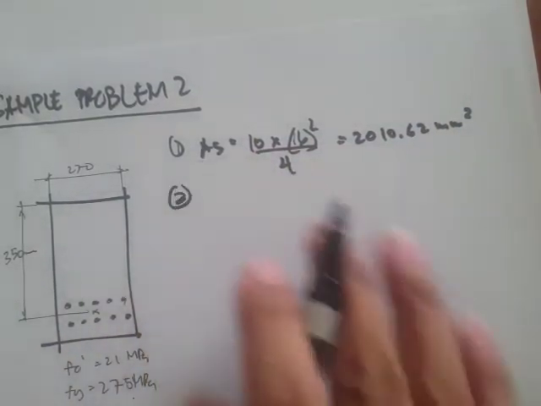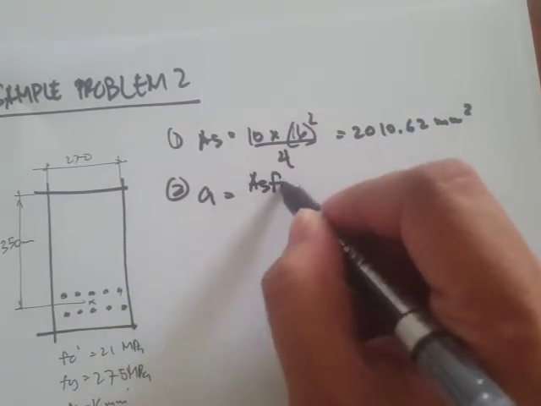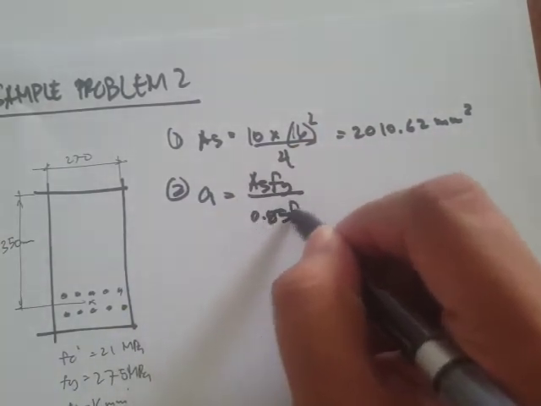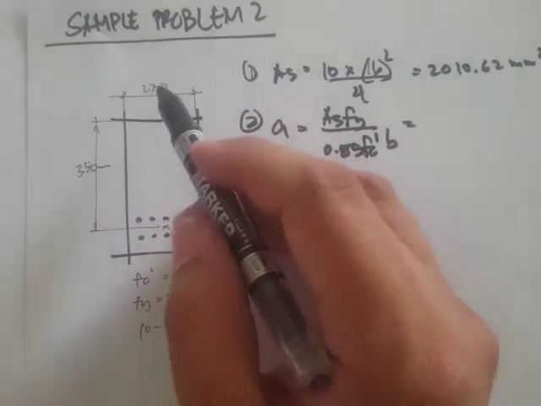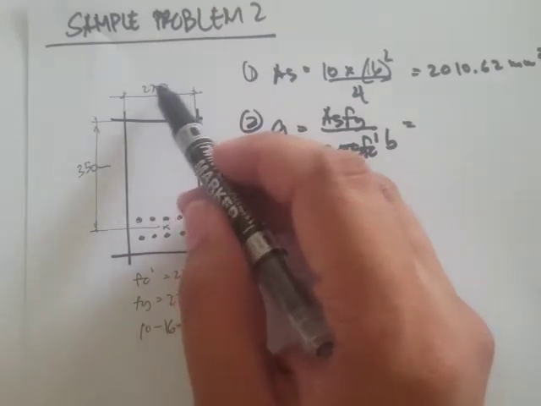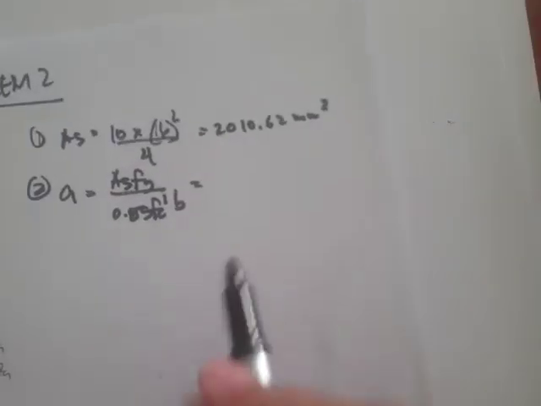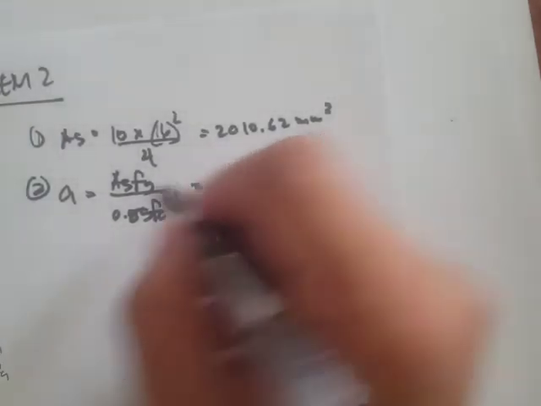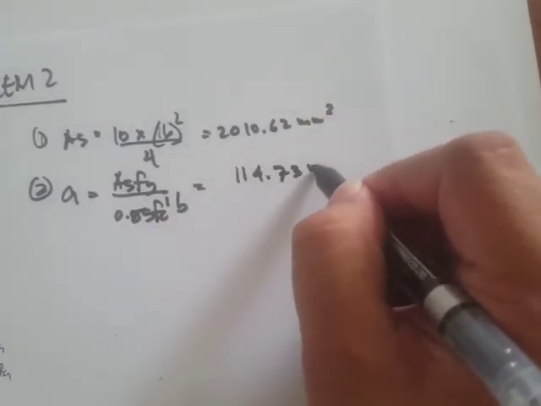The next step is to solve for our depth of stress block, which is As fy over 0.85 fc prime times b. Again, this is pretty much the same as our previous problem, 270 by 350. fc prime is the same, 21 megapascals, and fy is 275, except that the number of steel reinforcement is greater. If you substitute into the equation, what you get for a is 140.73 mm.